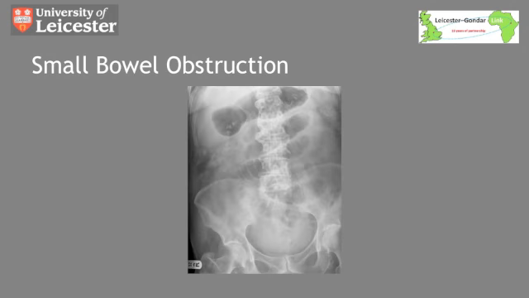Not all obstructions are as dramatic as the last example, but in this example you can see 6 loops of small bowel. You know this is small bowel, as we can see valvulae extending the whole way across the lumen. Again, there's no air visible in the large bowel. This lady has had an obstructed femoral hernia, which was successfully managed surgically.